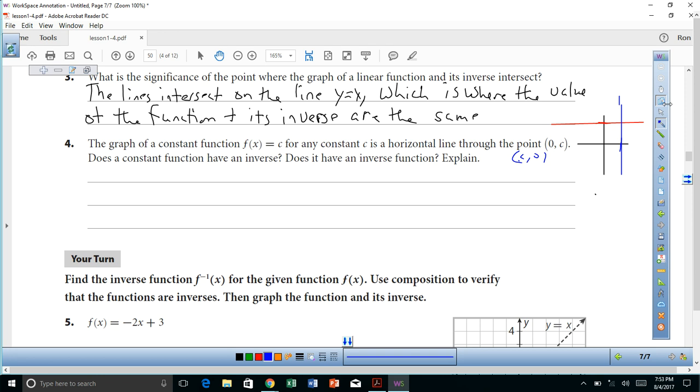Yes. Does it have an inverse function? No.